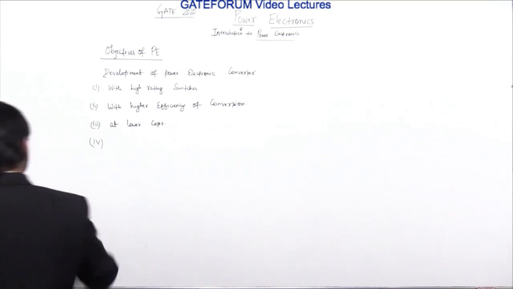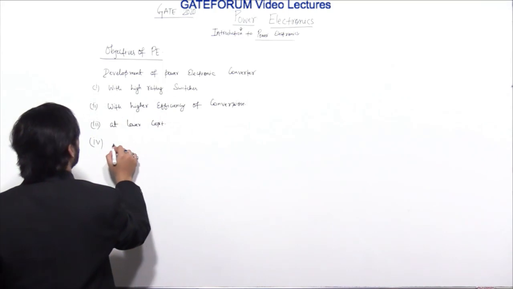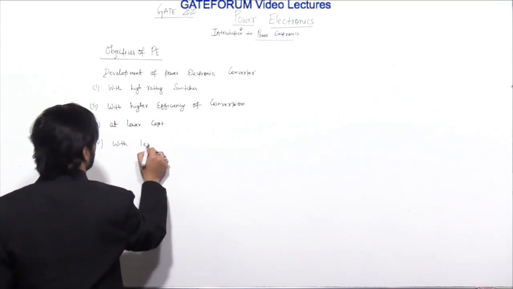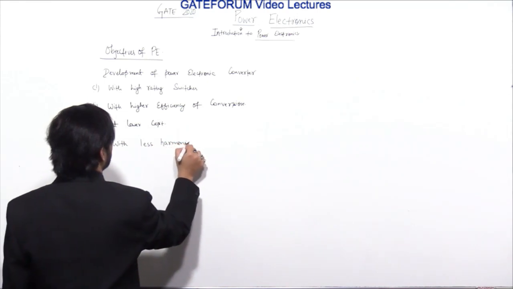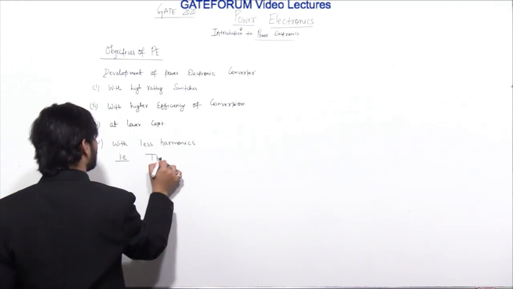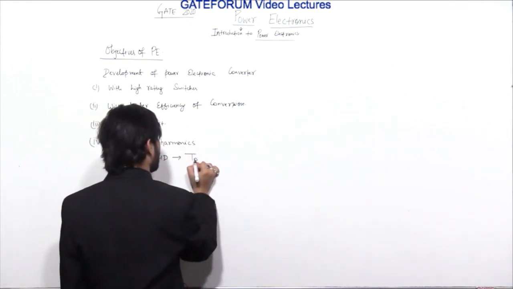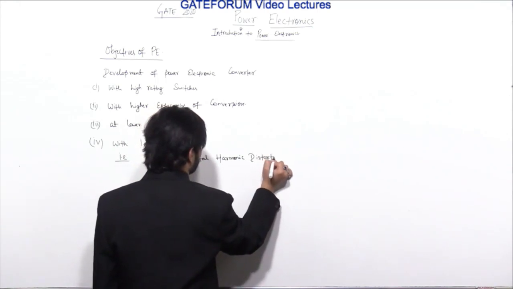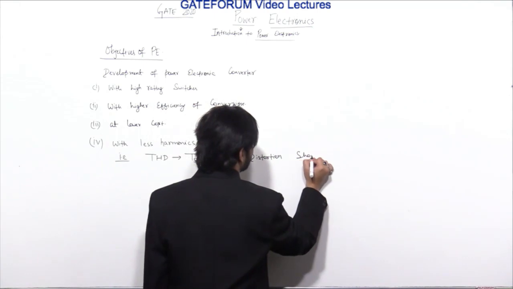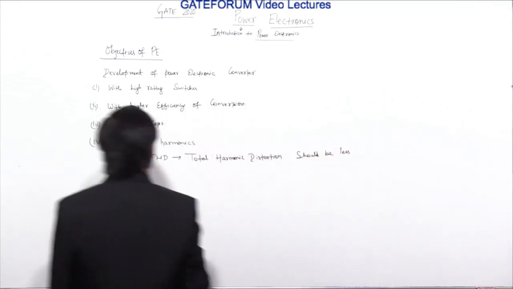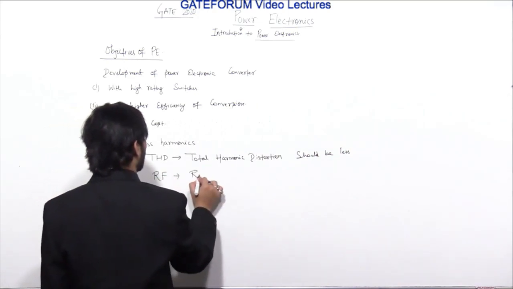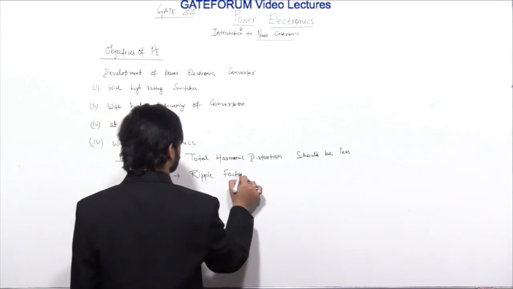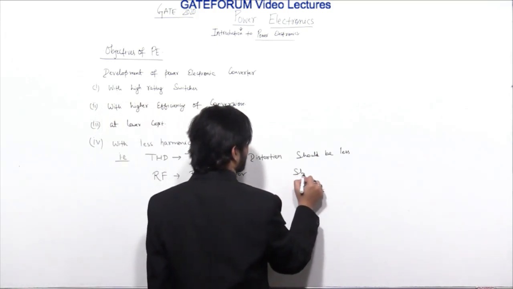Then development of power electronic converter with less harmonics, that is THD, total harmonic distortion, should be less, and RF, that is called ripple factor, should be less.